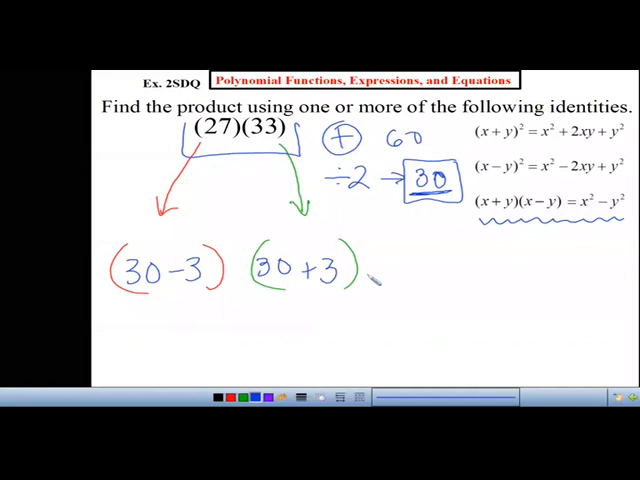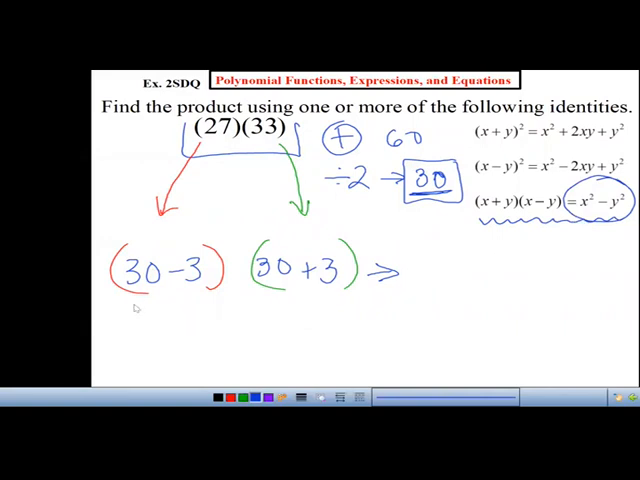Yeah. Do we need to multiply them? No, we have a pattern. What's the pattern? x squared minus y squared. So what is x? 30 squared minus, what is y? 3 squared. So what is 30 squared? 900 minus 9, and that gives us 891.